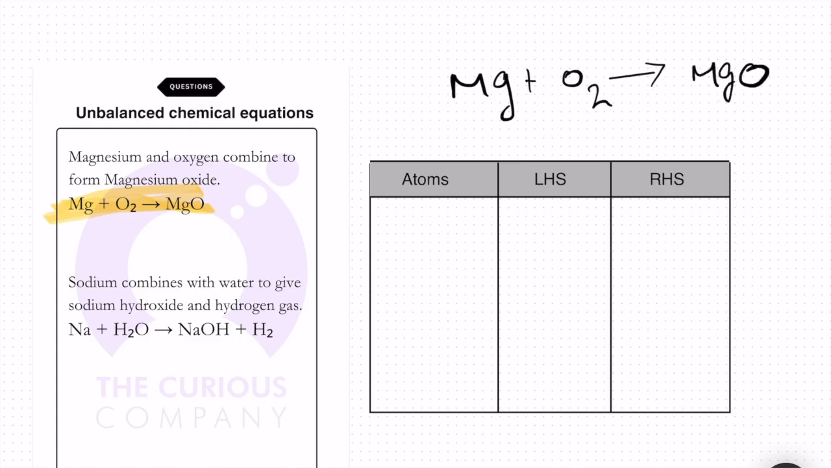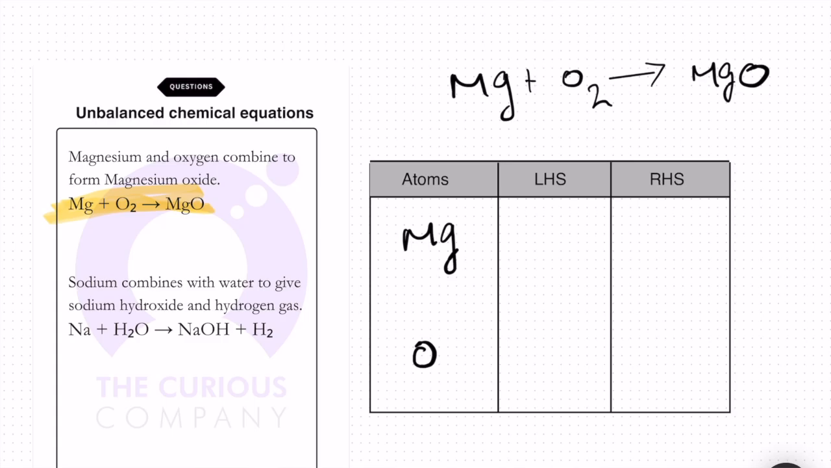Now, the idea here is to separate the product and the reactants, right? So the products fall on the RHS and the reactants fall on the LHS. So how do we separate it? We separate it by listing down the elements, the number of atoms of the element on both sides of the equation. In our case, there are two types of atoms, which is magnesium and oxygen.